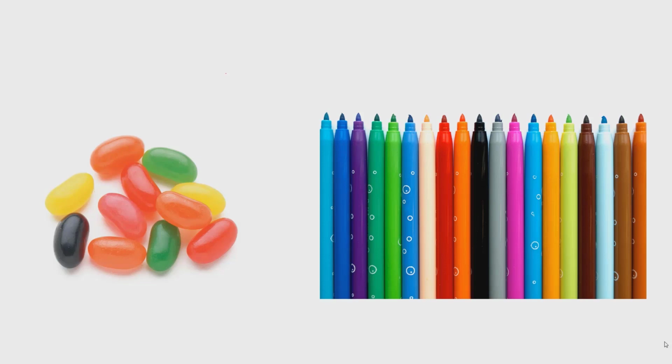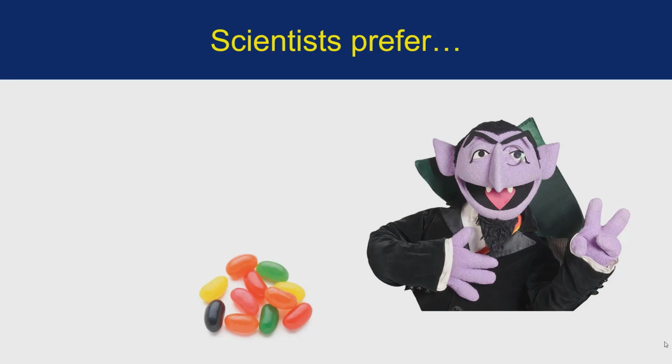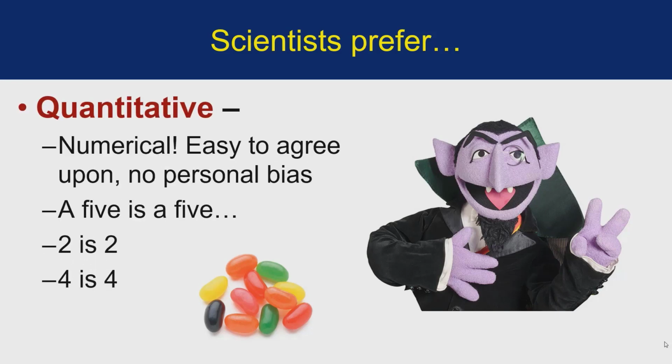And so what we see is that if you are a scientist, you are always going to prefer quantitative data because there is no personal bias. A 5 is a 5, a 2 is a 2, a 4 is a 4. When we say something is hot, well, hot for one person may not be hot for somebody else.